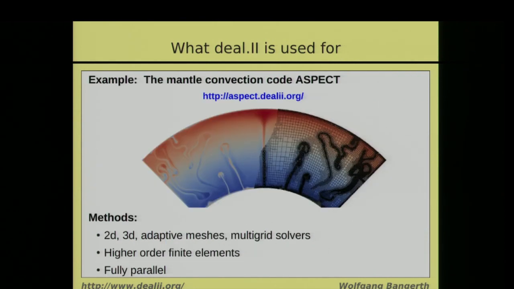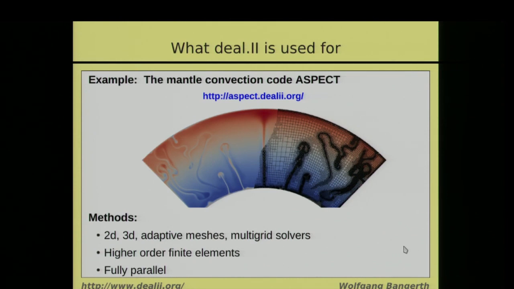Just to give you one example of a nice picture that we created a while back, and of the sort of things that you can do. A postdoc of mine, Timo Heister, and I wrote a code called Aspect, and you can find that at the website aspect.deal2.org, that solves problems in convection in the Earth's mantle.